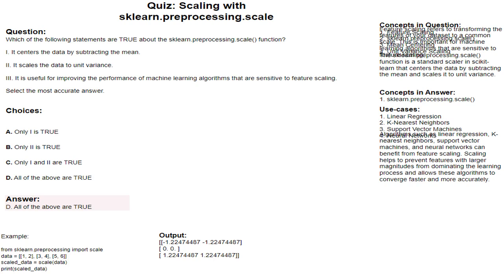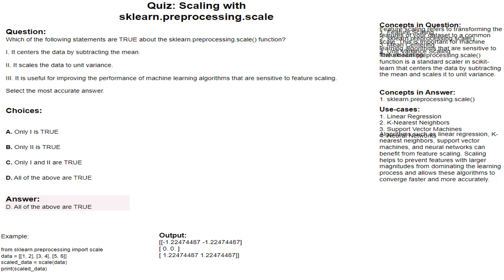This code snippet demonstrates the usage of the sklearn.preprocessing.scale function to center and scale a dataset. It takes a list of lists representing data points and returns the scaled version. Notice how the mean of each feature in the scaled output is 0 and the standard deviation is 1, confirming the function's behavior.